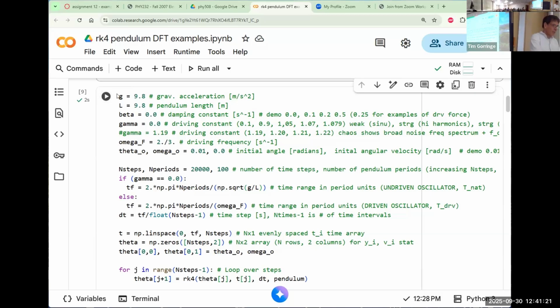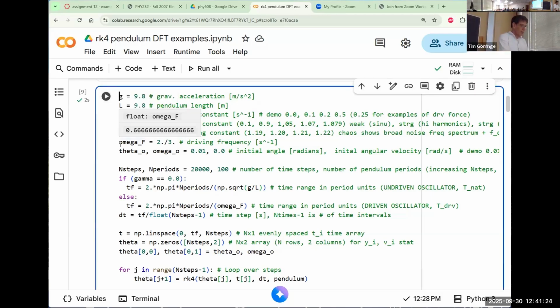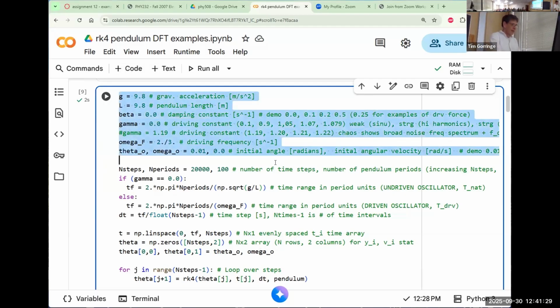So upstairs here are all the parameters of the pendulum, and its initial conditions. So again, just keep them simple. I've got a pendulum with a natural frequency of 1 radian per second. So it's this ridiculously long pendulum, 9.8 meters in length, that has an angular natural frequency of 1 radian per second. And then I've got the constants that characterize the damping and driving.